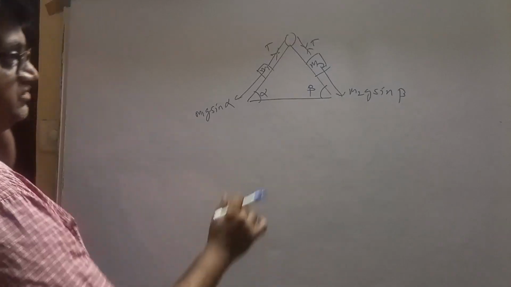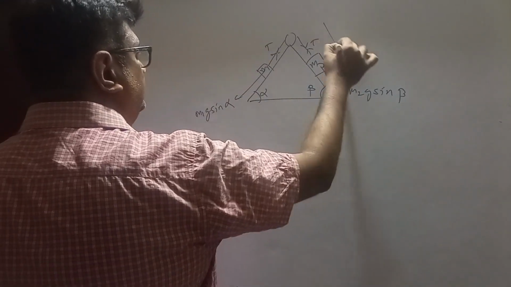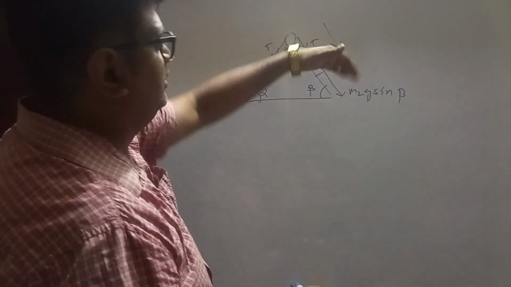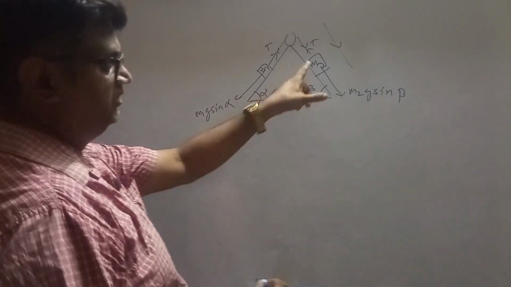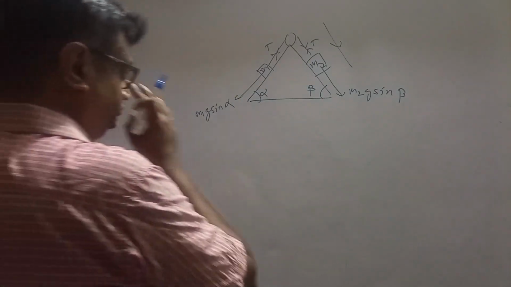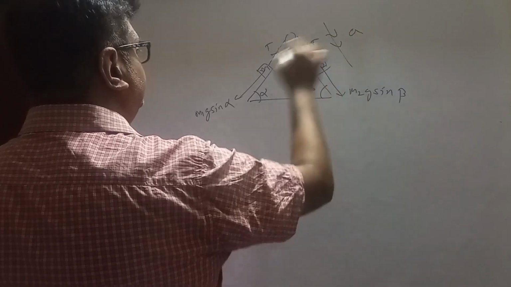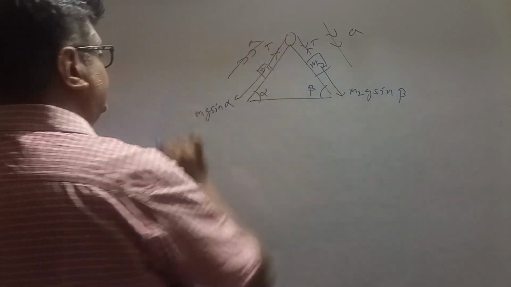So how do I frame the equation? I will consider that this side force is more than this side. The final movement, either it will go this way or it will go this way. It depends upon the components. Suppose this component is more according to the angle, then it will slide in this direction. We are making that assumption here. So this is accelerating in this direction.